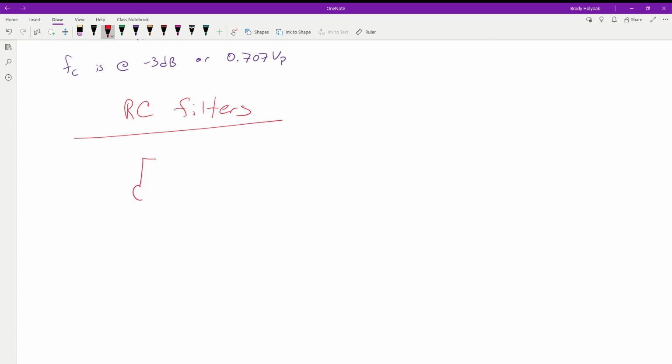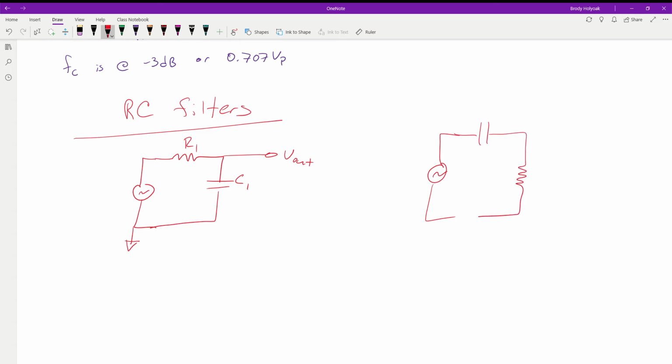We have our circuit, and in this instance we have our resistor first and our capacitor second, and across the capacitor we're taking our V out. The other one we want to look at and compare against it is when we have our capacitor first and our resistor second, with our output being taken across the resistor itself.